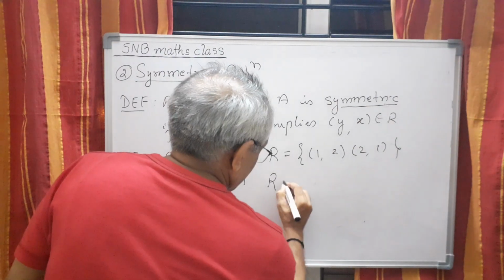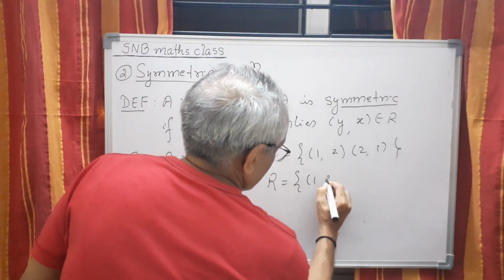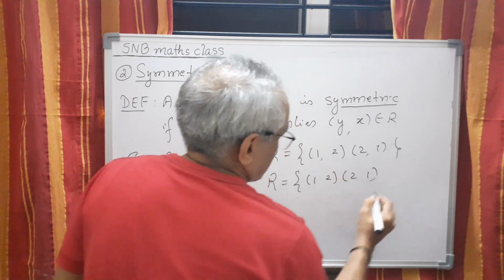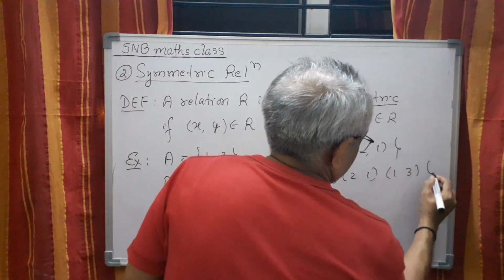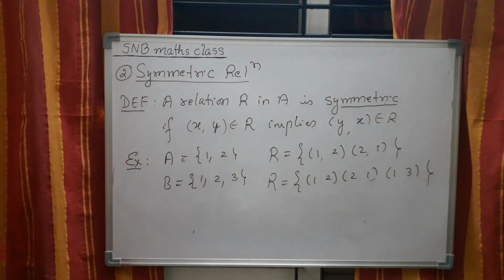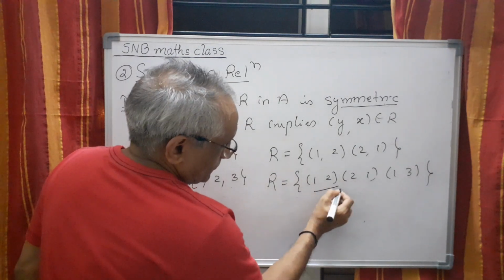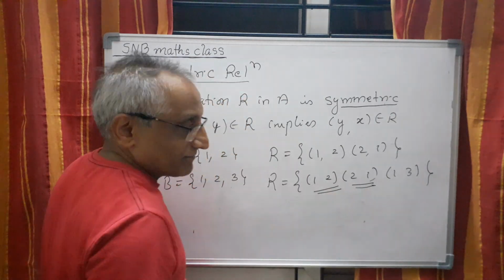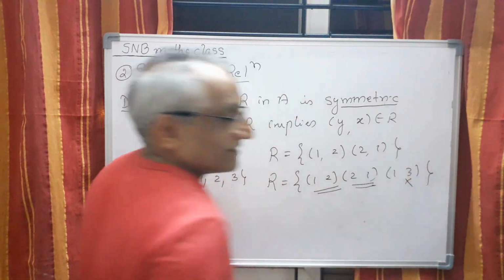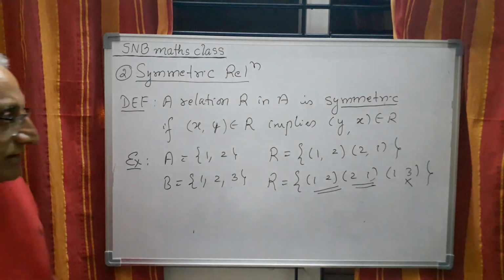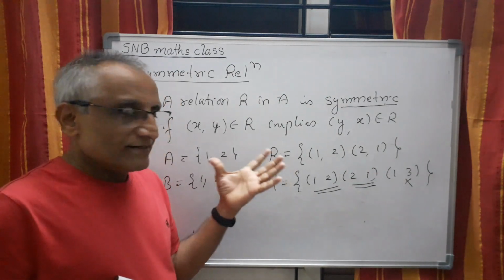Suppose R equals {(1, 2), (2, 1), (1, 3)}. Then it is not symmetric, because (1, 2) is there and (2, 1) is there, no problem. But (1, 3) is there and (3, 1) is not there, therefore it is not symmetric.